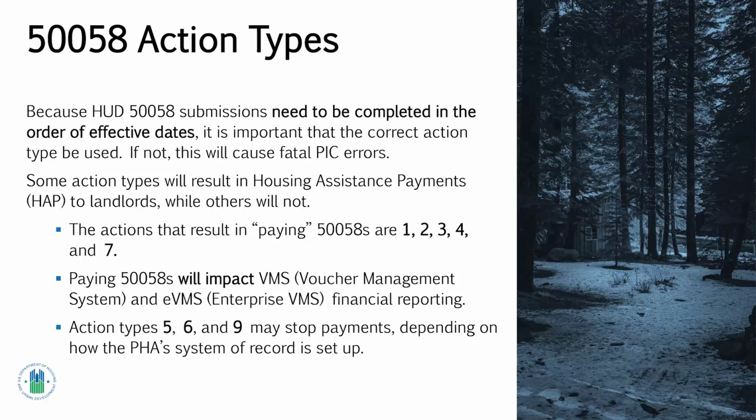It is also important to note that some action types will result in housing assistance payments to landlords, while others will not. The actions that result in paying 50058s are 1, 2, 3, 4, and 7. Paying 50058s will impact VMS and EVMS financial reporting. Action types 5, 6, and 9 may stop payments depending on how your system of record is set up.